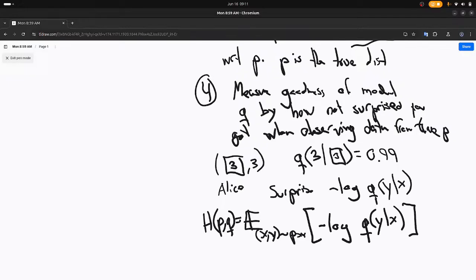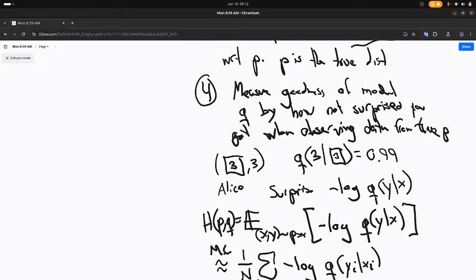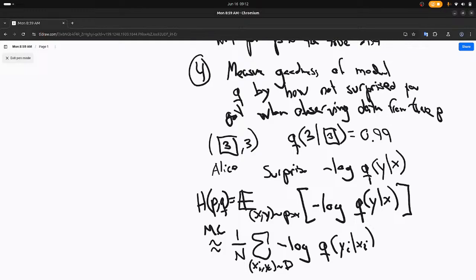And we estimate it by having a bunch of samples X_i, Y_i in a data set, in a finite set D, and we measure the surprise. This is called Monte Carlo, if we want to be a bit pretentious.